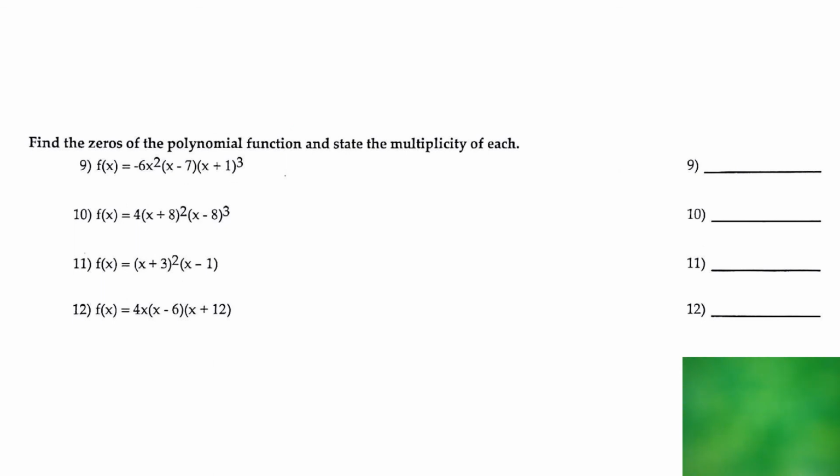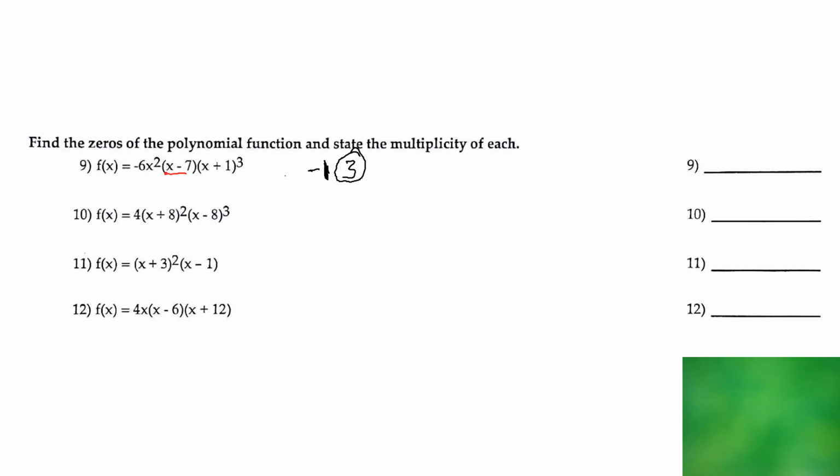As we find the zeros of this polynomial and the multiplicity, that's actually fairly easy. What we do is we look at the factor. In the case of x plus 1, negative 1 would make it 0. So negative 1 is the root. And the multiplicity is the power. So the power is 3. So that's what we'd have for the first root and multiplicity.